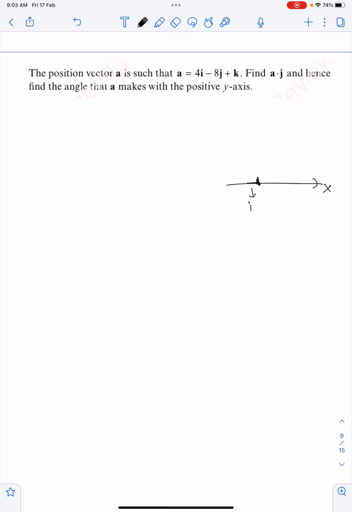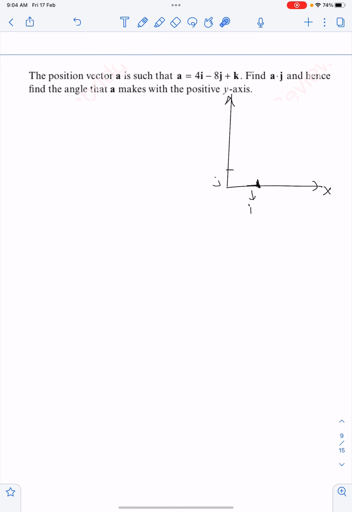j is a vector of magnitude 1 unit in the positive direction of the y-axis. So in this direction, if you take a vector whose length is 1 centimeter, 1 unit, then you call it j, and k is the 1 unit vector in the third dimension. Okay, now if they are saying a dot j, that means they want you to find the dot product of this vector with j, meaning just this vector. So we'll take i to be 0, k to be 0, but j to be 1.